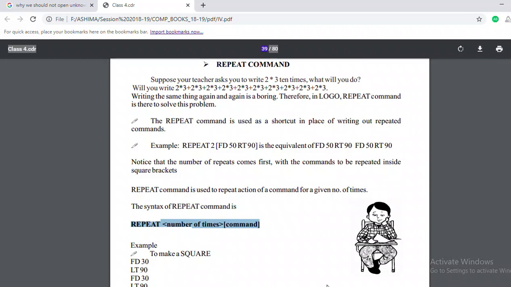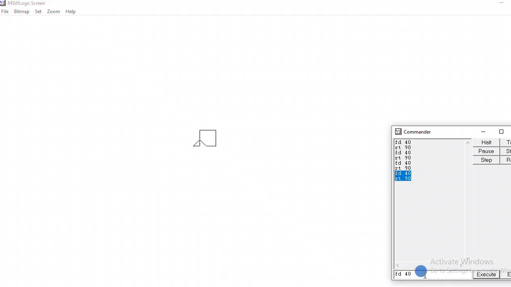Let's check out how. So I will do CS here, and I will make the same square with the help of the repeat command. So repeat 4 bracket FD 40 RT 90, and I will just press enter. You will see the square is directly displayed. So this is the way you can make many figures by only using the repeat command.